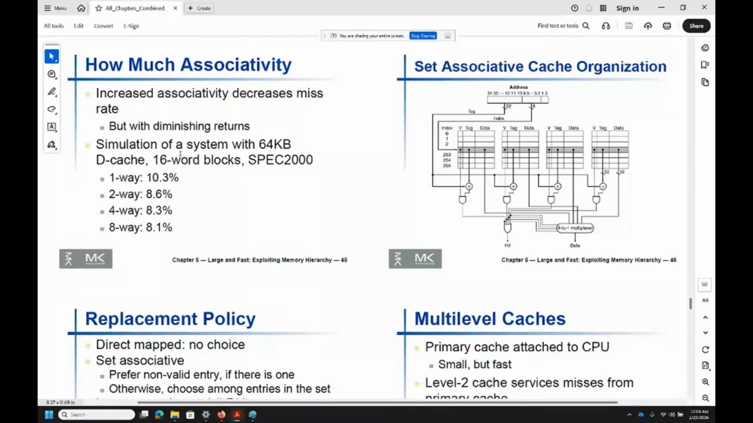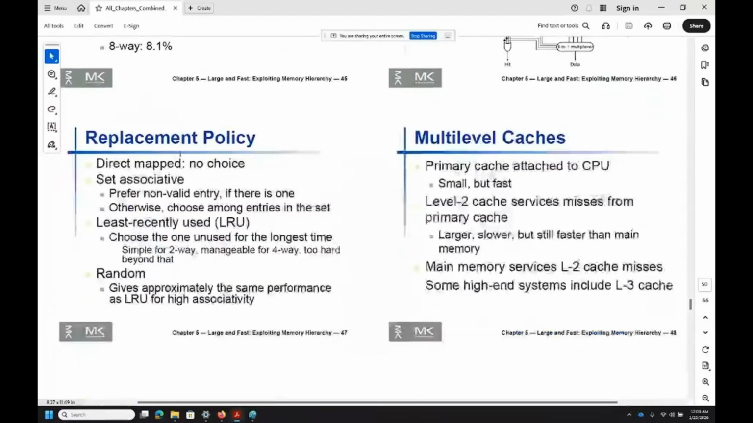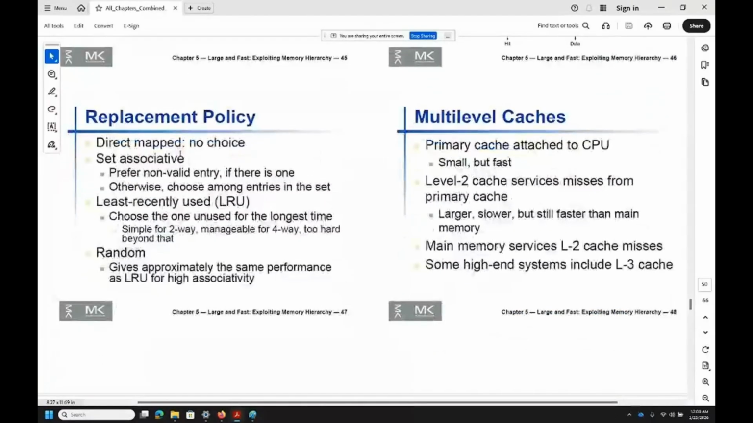After that, it's a point of diminishing returns. Okay. So one is the replacement policy. How do you replace the data in the cache? In direct mapped, you have no choice, because the data can be stored in only one place. For set associative, you prefer a non-valid entry if there is one, otherwise choose among the entries in the set.